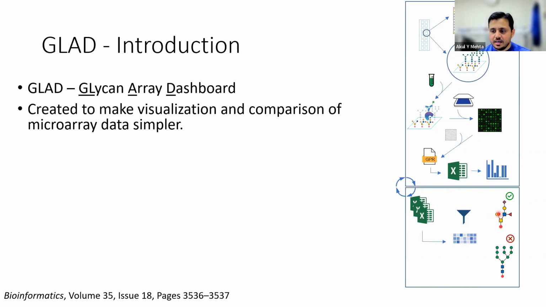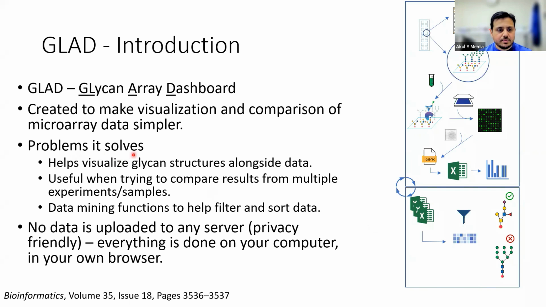And with these, you can actually see the structures alongside, provided the sequences are entered in a specific format. Even if the sequences are not in a specific format, you can still use GLAD to produce the data visualization and use the filtering and sorting capabilities. So the problems it helps solve is it helps visualize glycan structures alongside the data. It's useful for when trying to compare results from multiple experiments or samples, and also has a number of data mining functions which can help to filter and sort data.